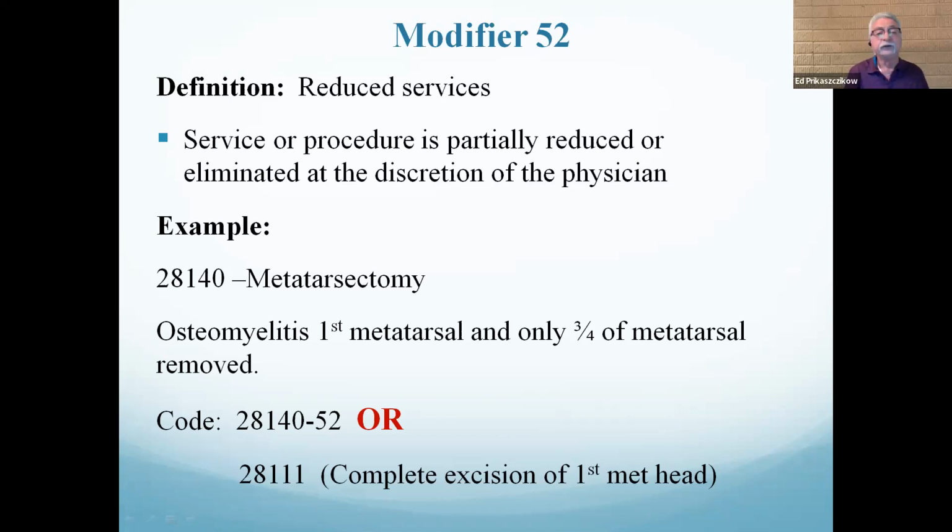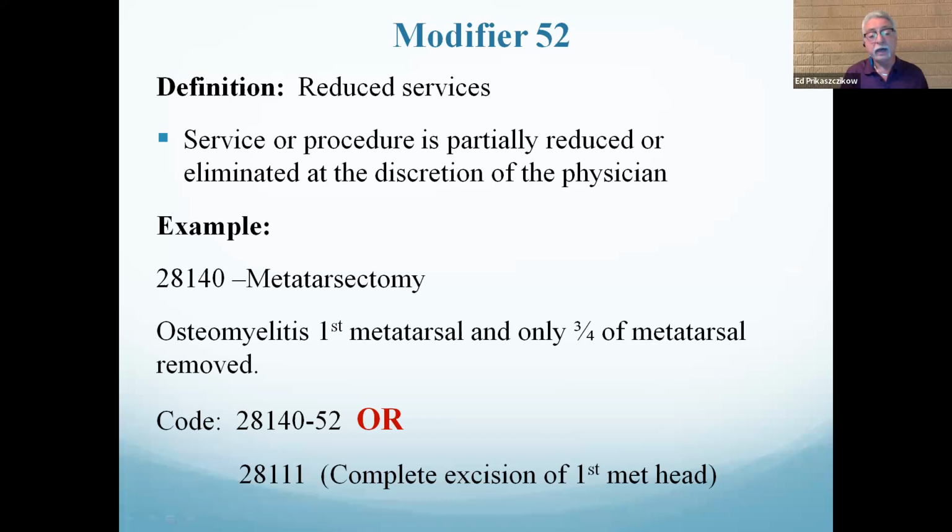Now, reduced services is one where you only did part of what CPT defined for that procedure. And this is an example, a metatarsectomy. That means the entire metatarsal. And so let's say someone has osteomyelitis in the first metatarsal, and you remove the distal 3/4 or whatever of that metatarsal because you want to preserve the metatarsal cuneiform articulation for the peroneus longus or tibialis anterior tendon insertion and the function of those tendons. So you end up taking 3/4 of the metatarsal out. The metatarsal is clean at that level.